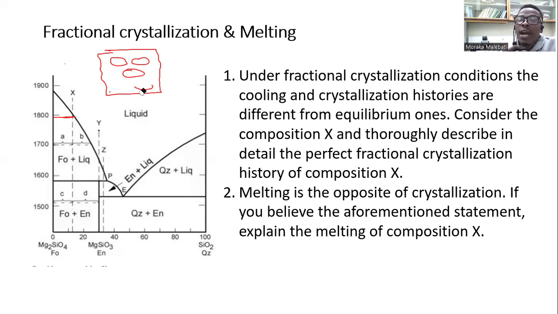It's just that you are removing other things. Which is why during fractional crystallization, when you form this phosphorite and then you remove it out of the system, the liquid composition runs along the liquidus line. I hope this story makes sense, because with fractional crystallization, you remove what you have just formed.